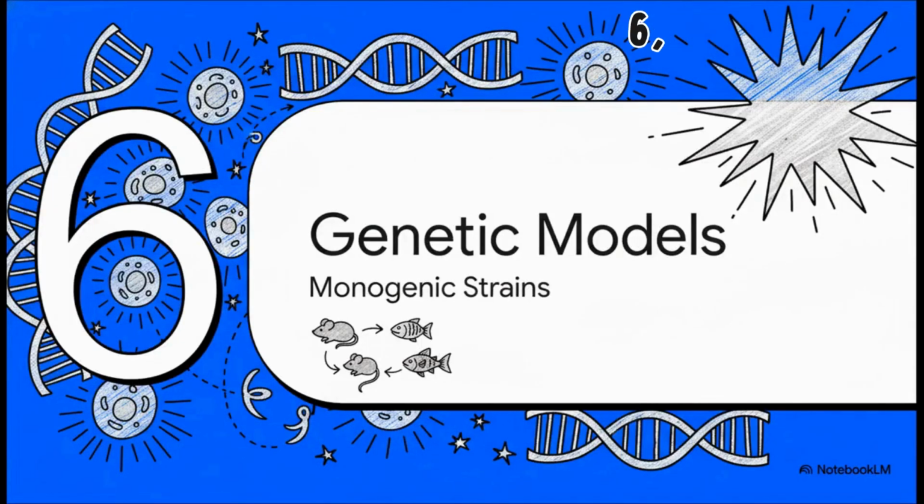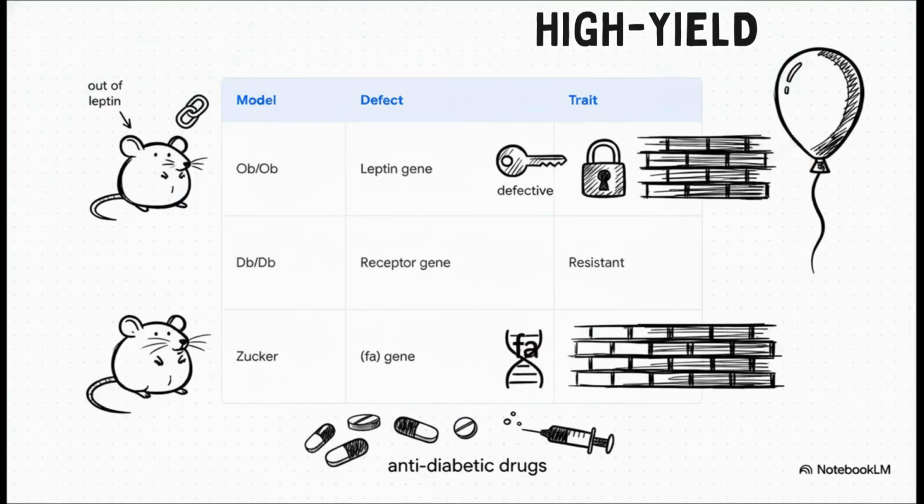Finally, we arrive at Section 6, Genetic Models. This right here is the high-yield climax of your LAQ. This is where you seal that perfect 25 out of 25. This table is basically the ultimate cheat sheet for your brain. You need to clearly separate the OB mouse, the DB mouse, and the Zucker rat.